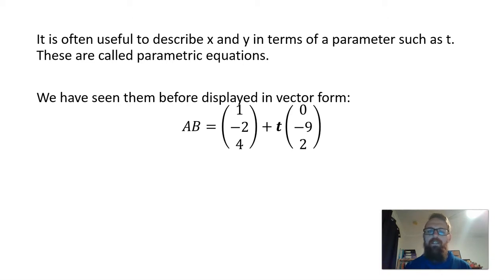So that was when we started at a certain point. You can see here our vector AB, we start at 1, -2, 4, and we move with a velocity vector of 0, -9, and 2. So that describes our time. So we're going to have a look at another few examples of parametric equations.